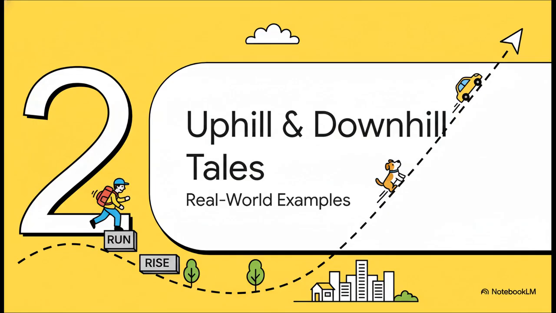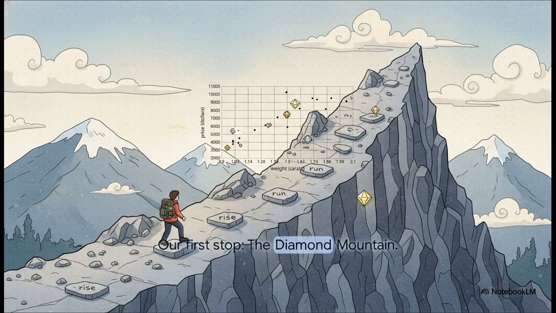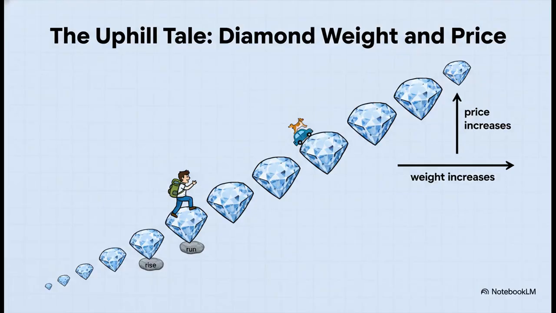let's follow our hiker into the wild and see what these look like with some real-world data. All right, first stop, Diamond Mountain. Every single dot you see here represents a diamond, mapping out its weight against its price. And just look at that path. It's a steady climb uphill, right? This is just a perfect example of an uphill tale, what we call a positive association. The story couldn't be clearer. As a diamond gets heavier, its price tends to go way up. Heavier diamonds, higher price. Simple as that.